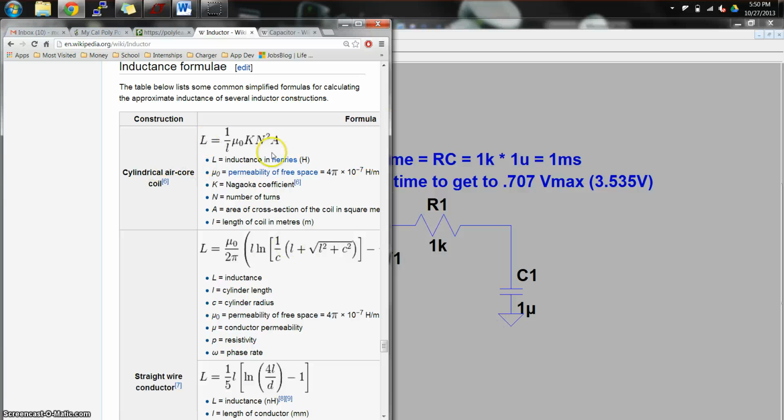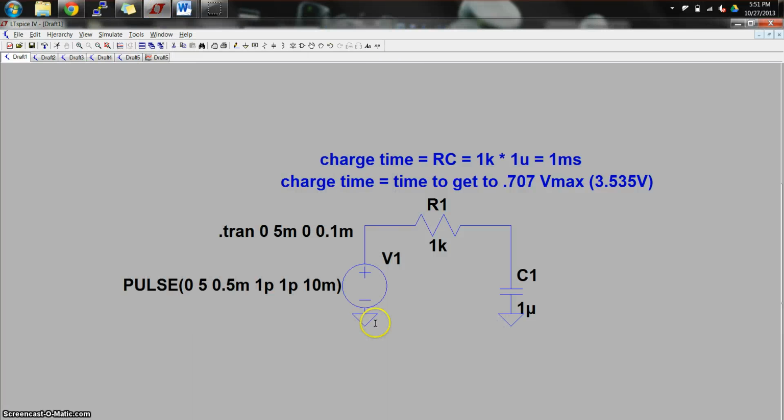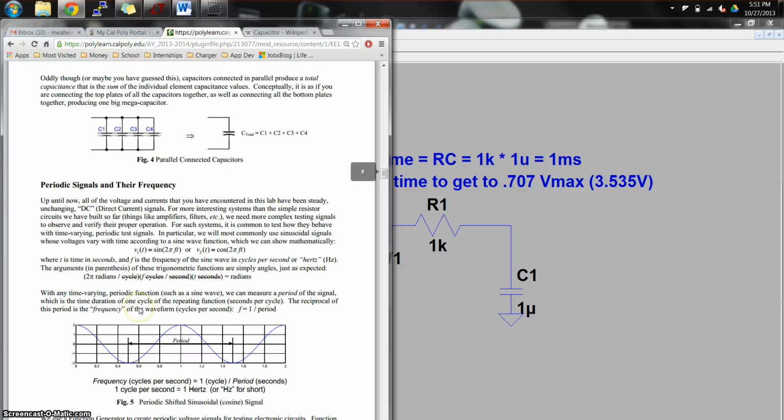Inductors: inductance is proportional to the number of turns. So basically, if you have a bunch of inductors stacked together, you're increasing the number of turns. And as you increase the number of turns, the inductance increases. If you look at this equation, it kind of makes sense, but we don't need to worry about that. So let's go back to the lab manual.